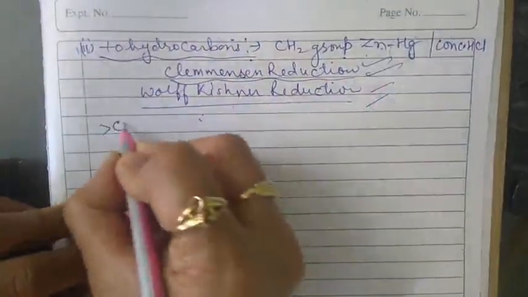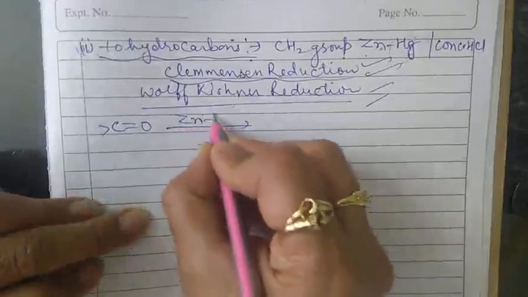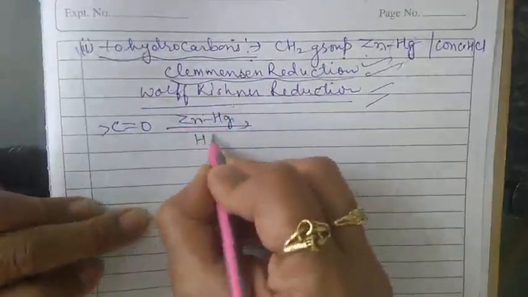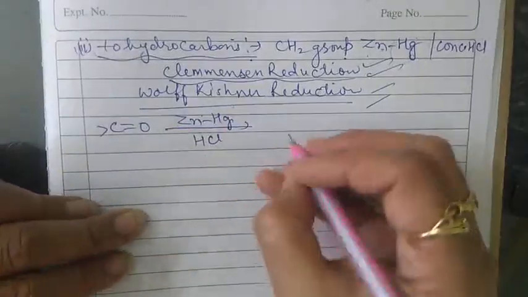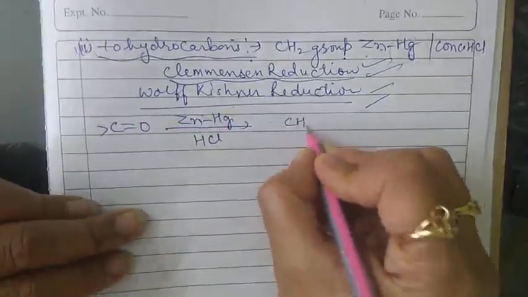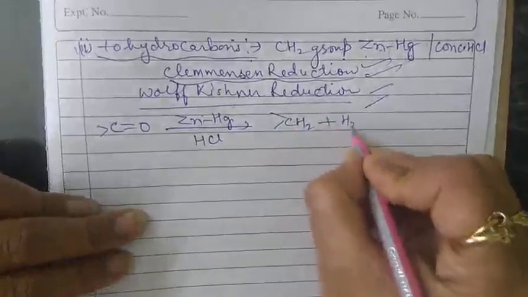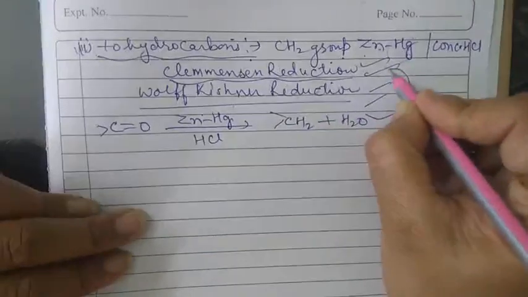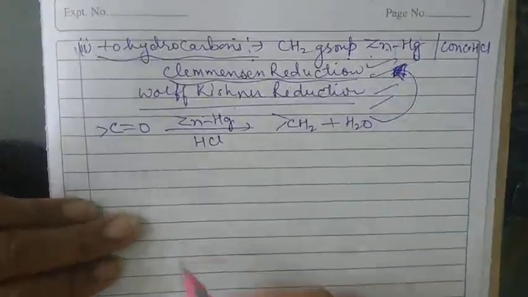What happens in Clemmensen reduction? The carbonyl group, when treated with zinc amalgam and concentrated hydrochloric acid, gives CH2 plus H2O. This is the Clemmensen reduction.